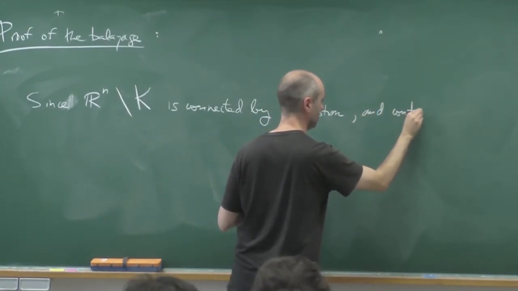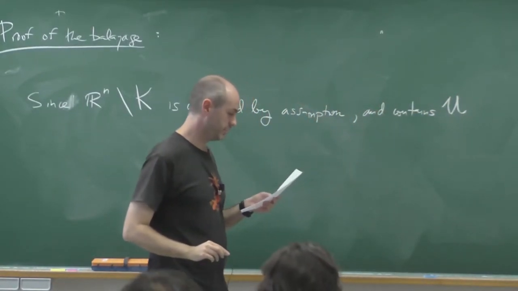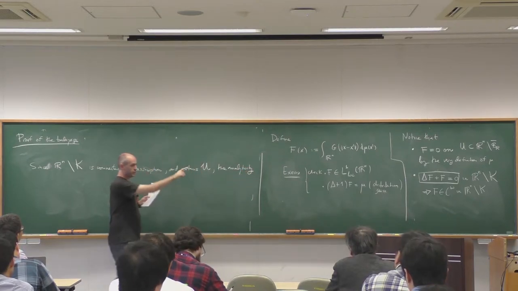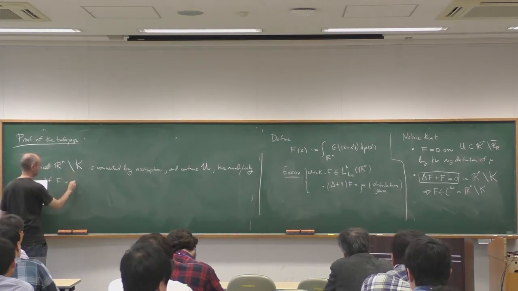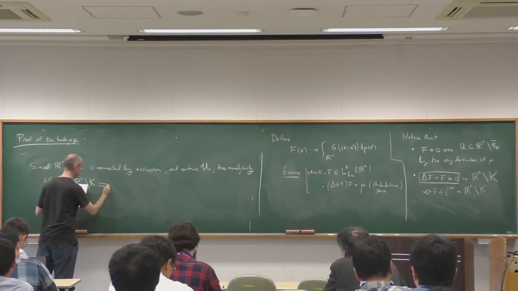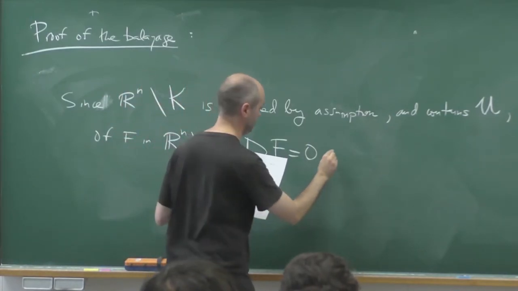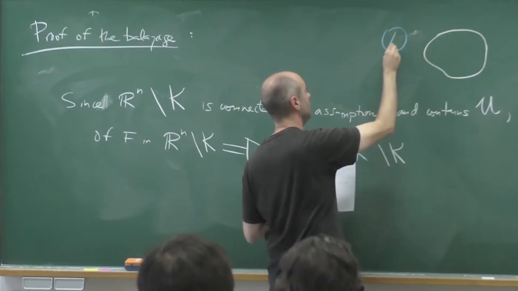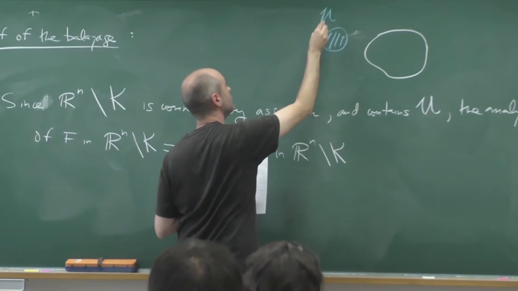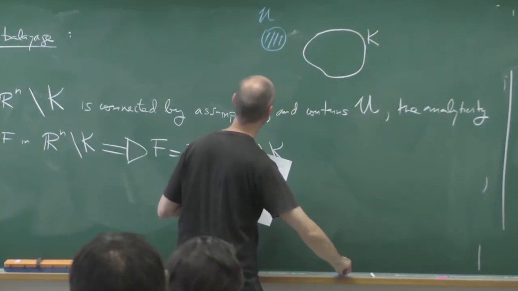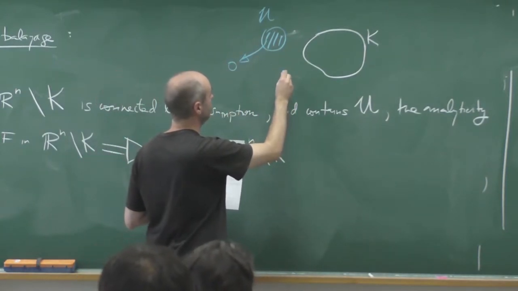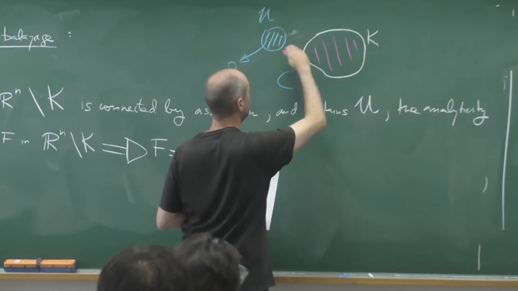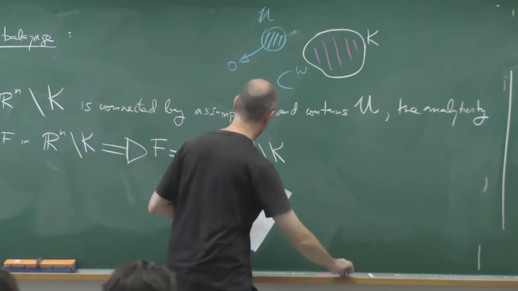And of course it contains U, this set. Then the analyticity of f, of your function f in this set, f in Rn minus K, implies that f is equal to 0 in Rn minus K. So you have K, and you have your set U. You have that your function is zero on U. Here it is zero, and it is analytic in all the space except for here, because here you have the measure, so it's not analytic here, but here it's analytic. So this zero is transmitted everywhere in this set, in Rn minus K.